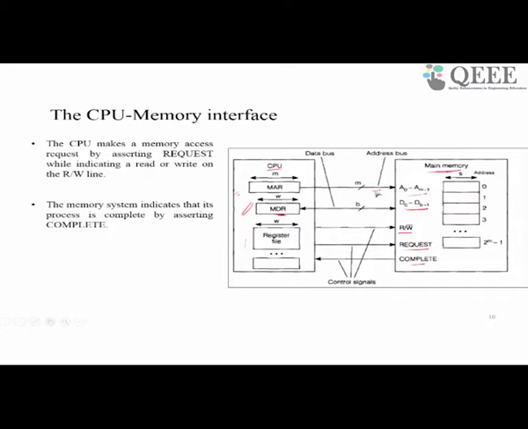So you provide an address and assert, let us say, a read command, and then wait for the data to be fetched from the corresponding memory location onto the data bus, and the data is latched into this MDR. This is how the read operation goes. Similarly, the write operation can also happen.